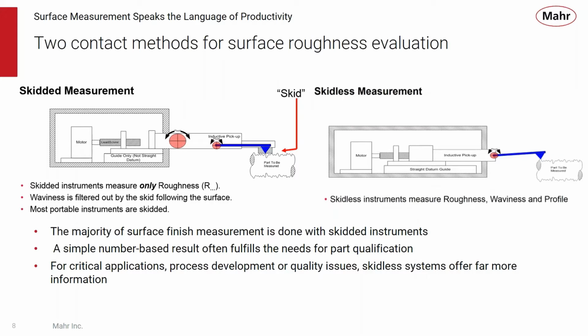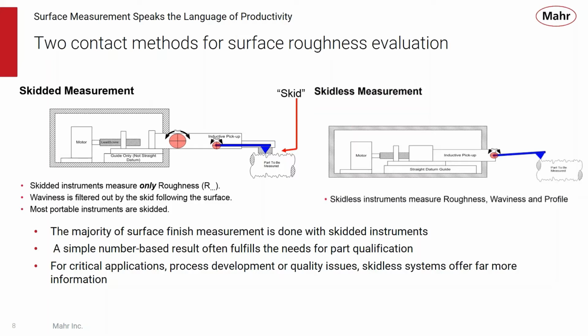So there are two contact methods for surface roughness evaluation. There's a skidded way of measuring surface, and there's a skidless measurement way. The skidded is the most common, and in that type, a probe, which consists of a very precise stylus, is pulled over a part. That stylus passes through a skid which follows the profile of the part. So because it follows the profile of the part, all we're going to measure is the actual surface roughness.